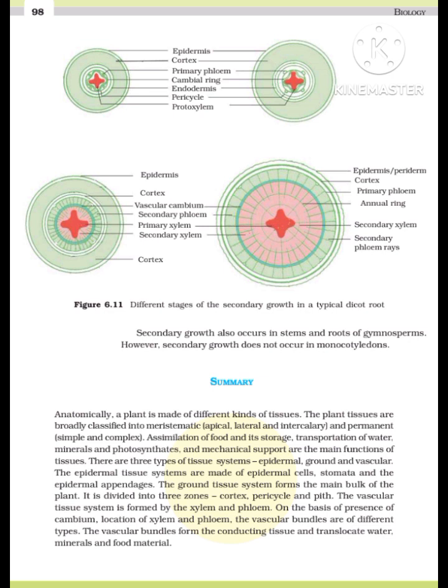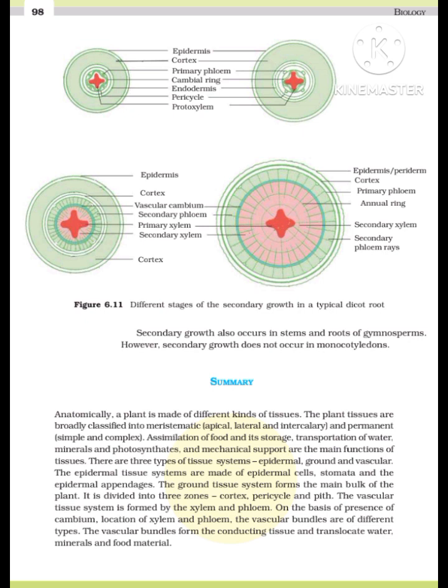Secondary growth also occurs in stems and roots of gymnosperms. However, secondary growth does not occur in monocotyledons. Summary: anatomically, a plant is made of different kinds of tissues. The plant tissues are broadly classified into meristematic, apical, lateral, and intercalary, and permanent, simple and complex. Assimilation of food and its storage, transportation of water, minerals, and photosynthate, and mechanical support are the main functions of tissues. There are three types of tissue systems: epidermal, ground, and vascular.